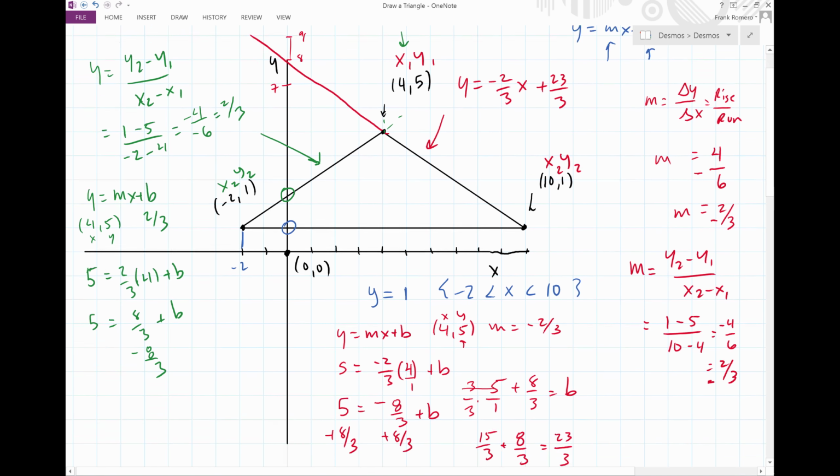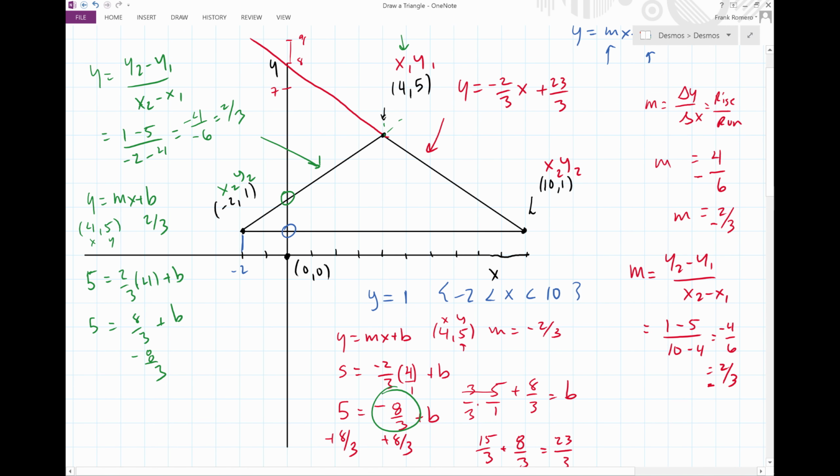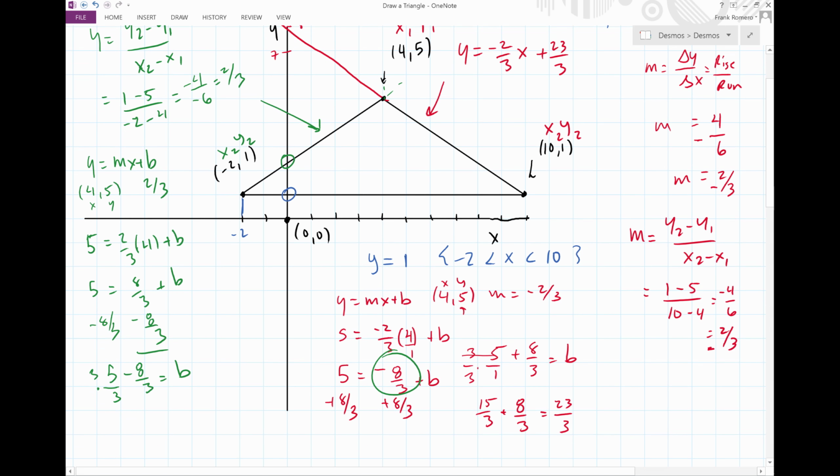Looks very similar to this problem, but that's a positive. This one's a negative 8 over 3. This one's a positive 8 over 3. I'm going to subtract negative 8 over 3. So that's going to be 5 take away 8 over 3 equals b. And we're going to do the same thing here as we did previously. 15 over 3, take away 8 over 3 equals b. 15 take away 8. Let's see, that's 5, 6, 7, 8. That's 7. 7 thirds equals b.